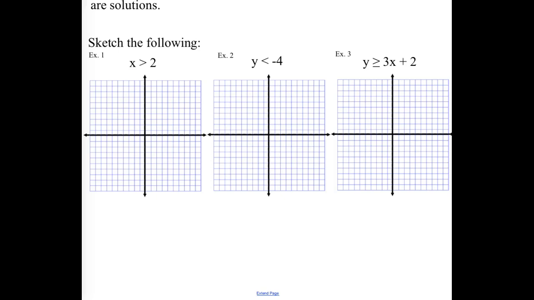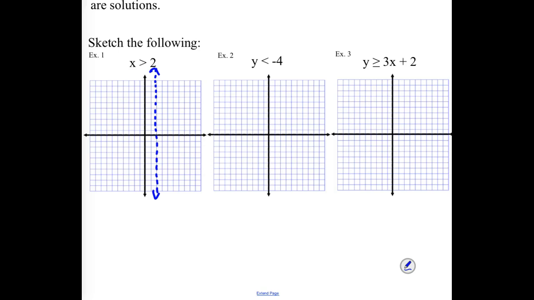But if we were picturing x equals 2, what type of line is it? What do we call lines that are straight up and down? Vertical. X equaling 2 is a vertical line. Since we want it to be greater than 2, we are going to make it dotted. We're going to put arrows on the ends. All lines continue in both directions.